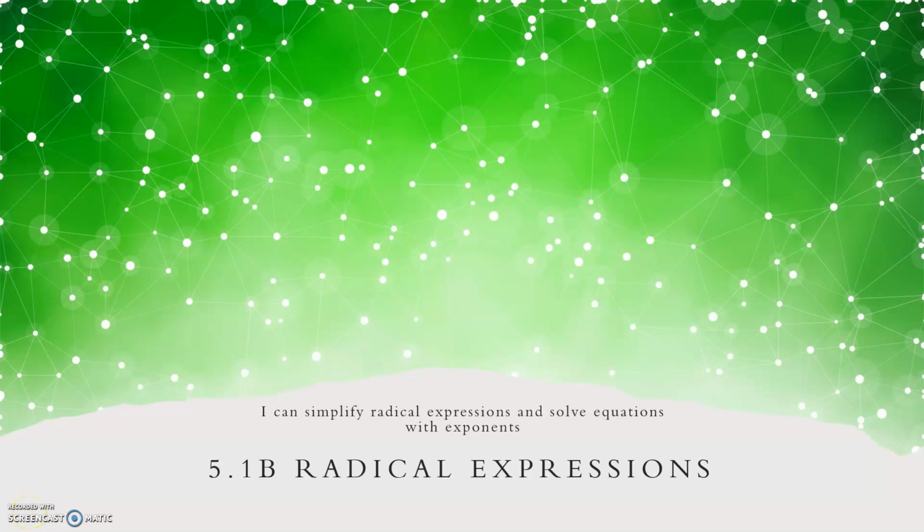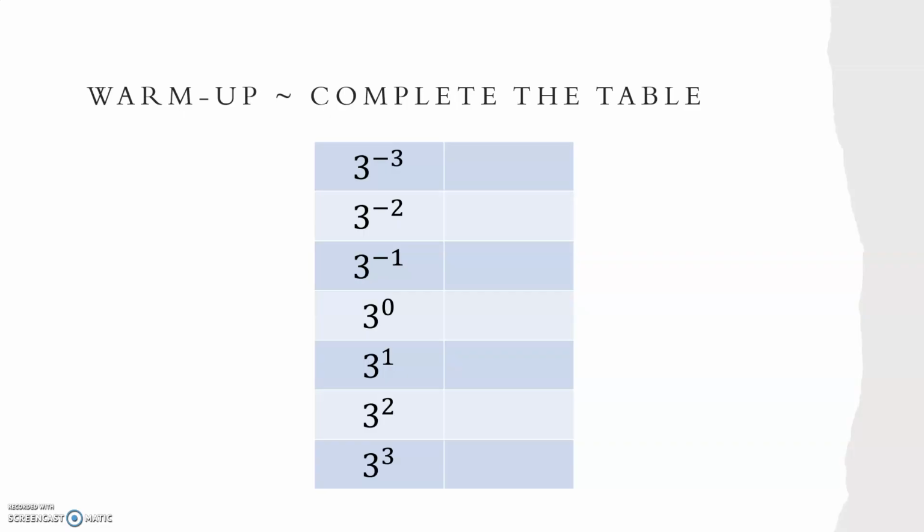The second half of section 5.1 is about simplifying radical expressions and solving equations that have exponents. I asked students in class to complete this table and figure out what the numbers were, and I mentioned that you might not be able to do these ones without too much thought. So pause and take a minute and try to complete this table, and then we'll talk about it after you've tried it. So pause here and try this table.